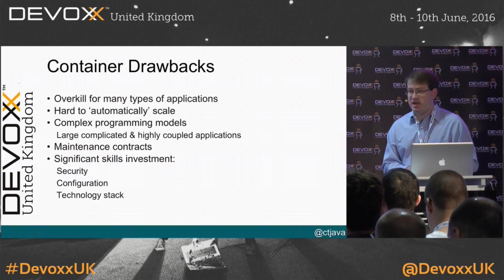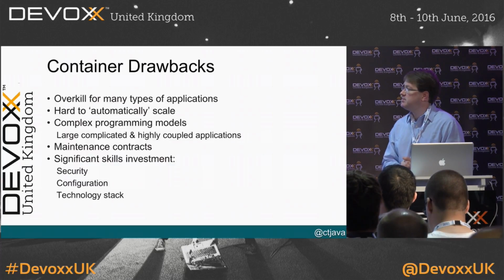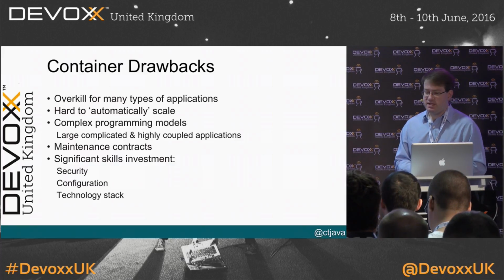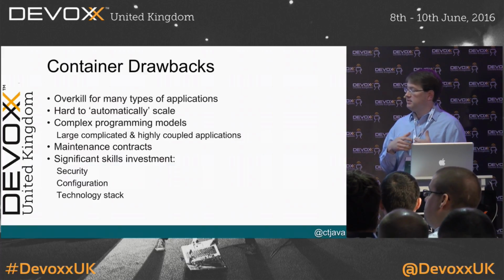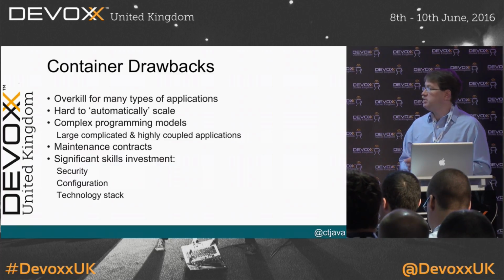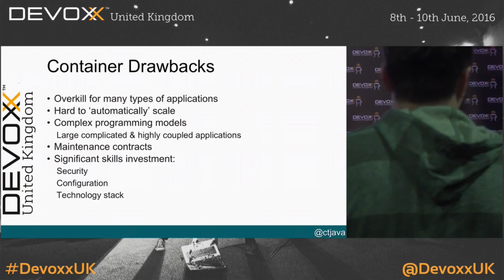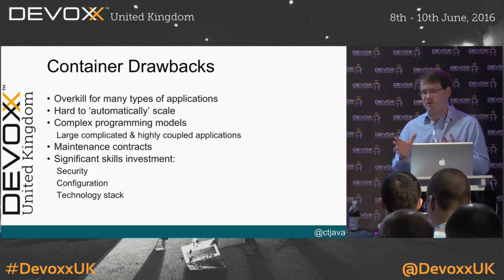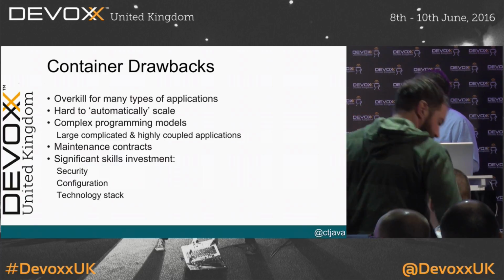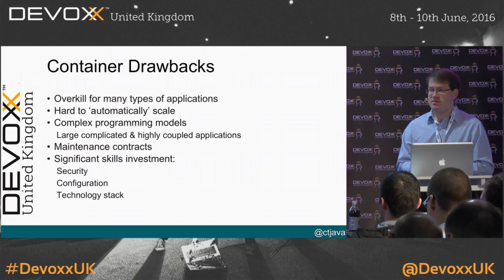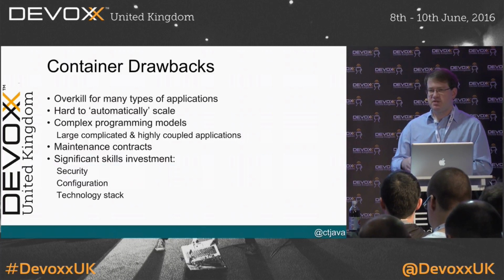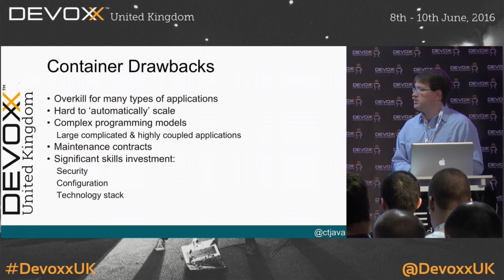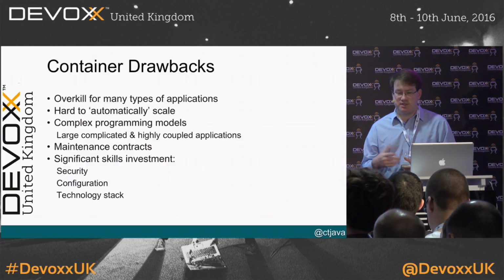There's a complex programming model behind it, which sometimes blocks people or causes problems. Some Java EE applications end up being large, highly complicated, and highly coupled applications, especially as they evolve over time, as well as one application. I don't know how many of you have seen applications where the entire application is one WAR file and it's gigantic. With the containers, you have maintenance contracts. Scaling up sometimes involves purchasing additional licenses for the application container. And then you have a significant skills investment in terms of security, configuration, as well as a technology stack.